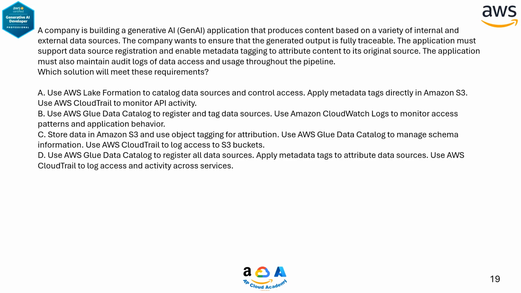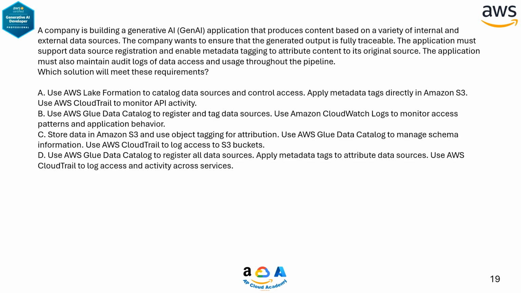A. Use AWS Lake Formation to catalog data sources and control access. Apply metadata tags directly in Amazon S3. Use AWS CloudTrail to monitor API activity. B. Use AWS Glue Data Catalog to register and tag data sources. Use Amazon CloudWatch logs to monitor access patterns and application behavior.